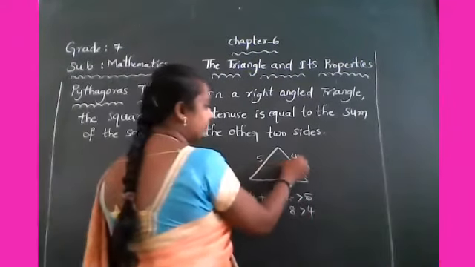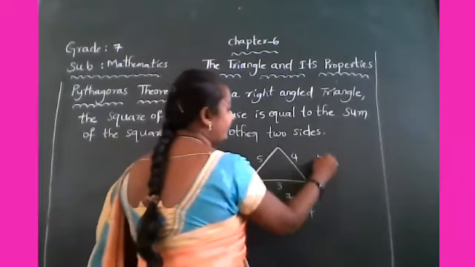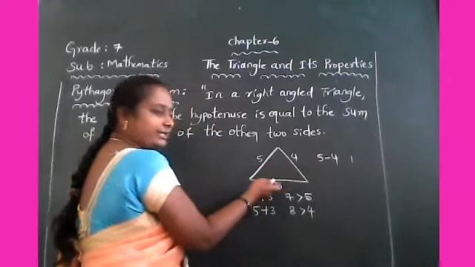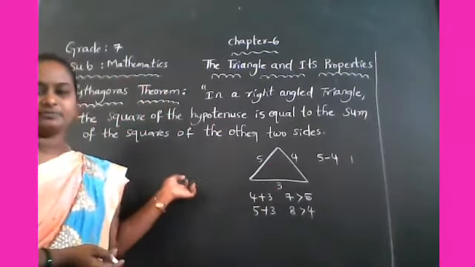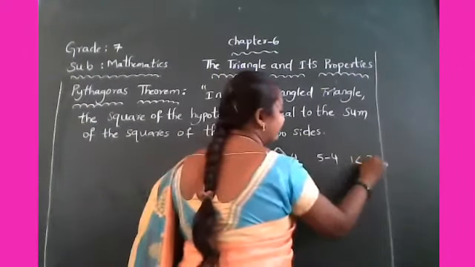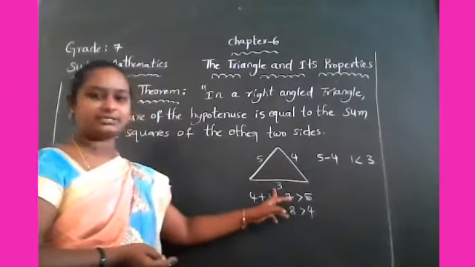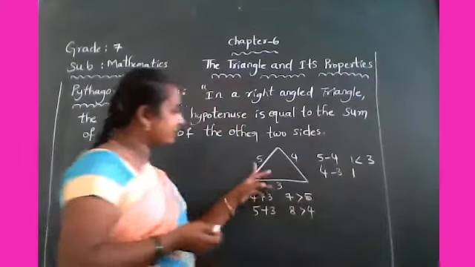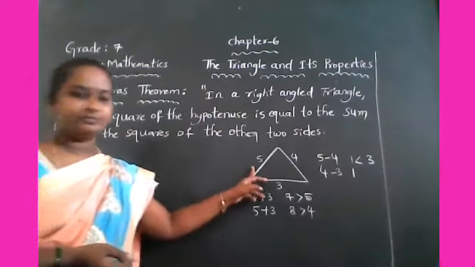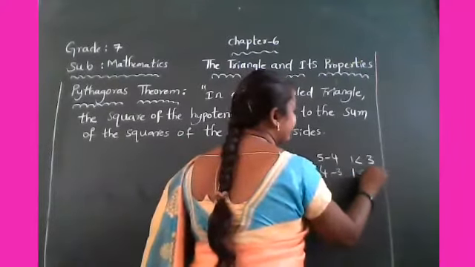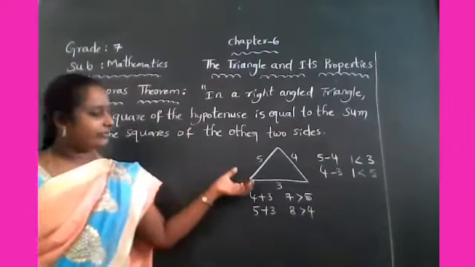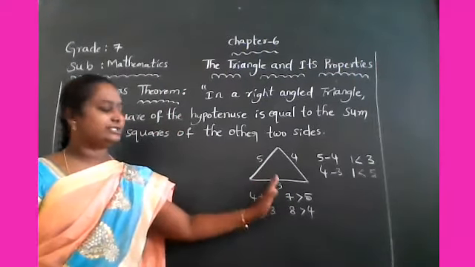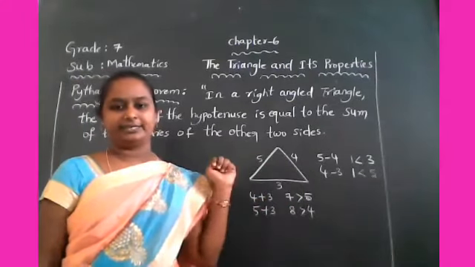If you take the difference of two sides, that is 5 minus 4, it gives 1. Is this 1 greater than or less than the third side? Yes, it is less than the third side. And what about 4 minus 3? 4 minus 3 is 1. Is this 1 greater than or less than the third side? Yes, it is less than the third side. Observe here, the difference of the lengths of any two sides of a triangle is smaller than the third side. Okay, children?